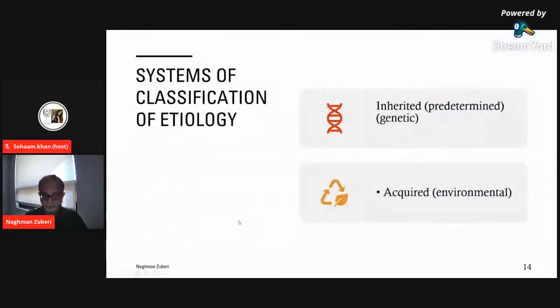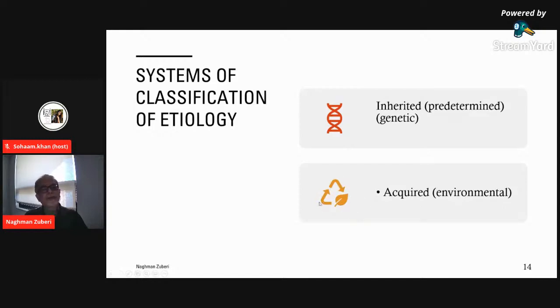Well, all of us, and even the scientists who worked on it, the dentists, the orthodontists, everybody, these people who are working on these scientific grounds, researchers, we have a consensus that definitely there are some inherited and there are some acquired factors. Inherited factors are predetermined, we call those genetic factors, whereas acquired factors are the environmental factors.